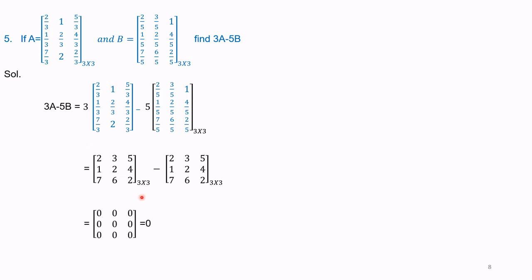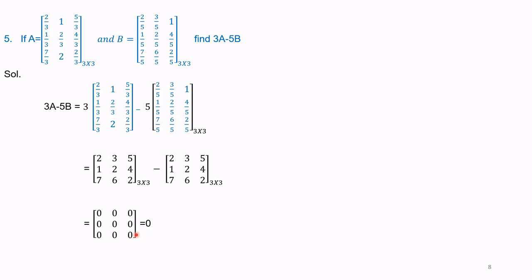Therefore, 2 minus 2 is 0. 3 minus 3 is 0. 5 minus 5 is 0. 1 minus 1 is 0. 2 minus 2 is 0. 4 minus 4 is 0. 7 minus 7 is 0. 6 minus 6 is 0. And 2 minus 2 is 0.